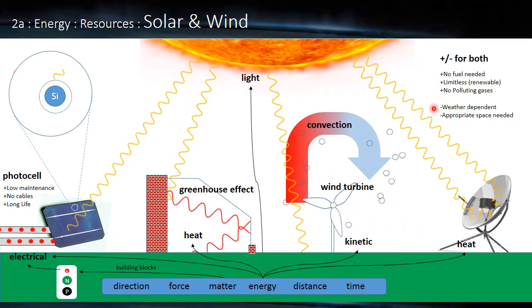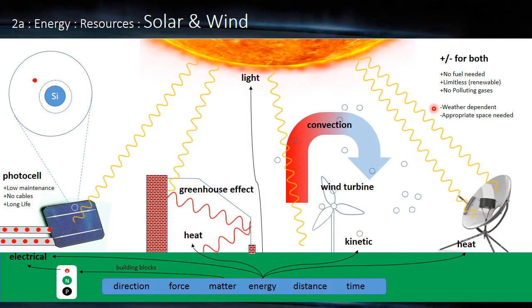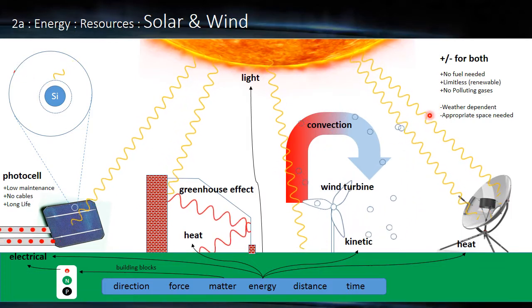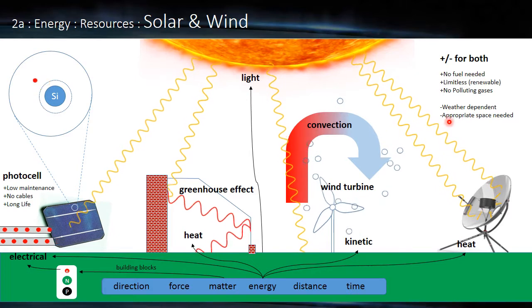They are, however, weather dependent. If it's dark, solar cell isn't much good. If it's not windy, the turbine's not much good. And the siting of them can be controversial.